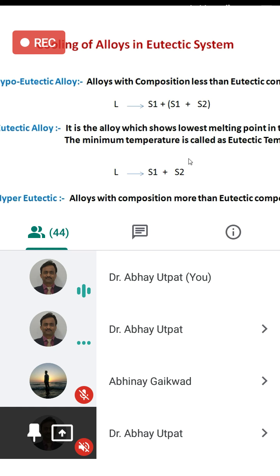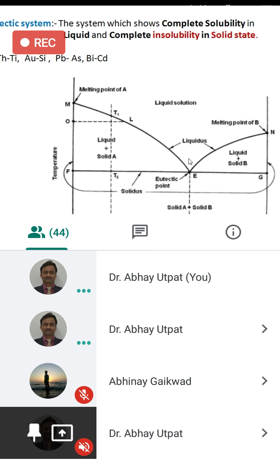Read in between, it is given. It is the alloy which shows the lowest melting point in the system. The minimum temperature is called the eutectic temperature. I hope you understand. I repeat once again. It is the alloy which shows the lowest melting point in the system. The minimum temperature is called the eutectic temperature. I will go back to the previous slide. Now, my cursor is exactly at the eutectic point.